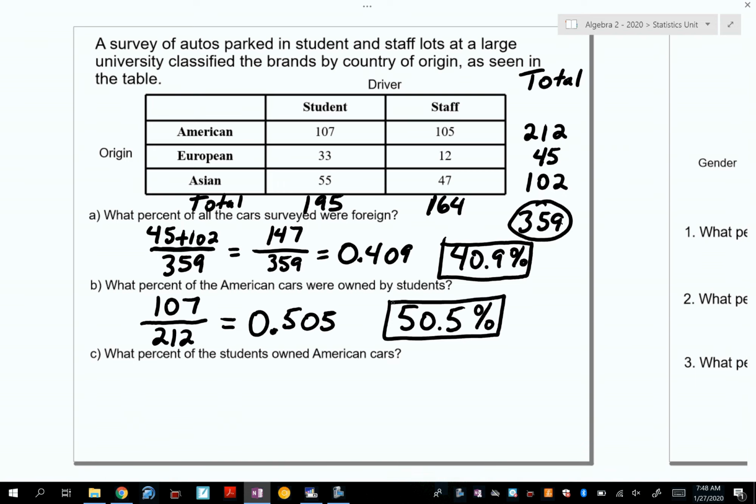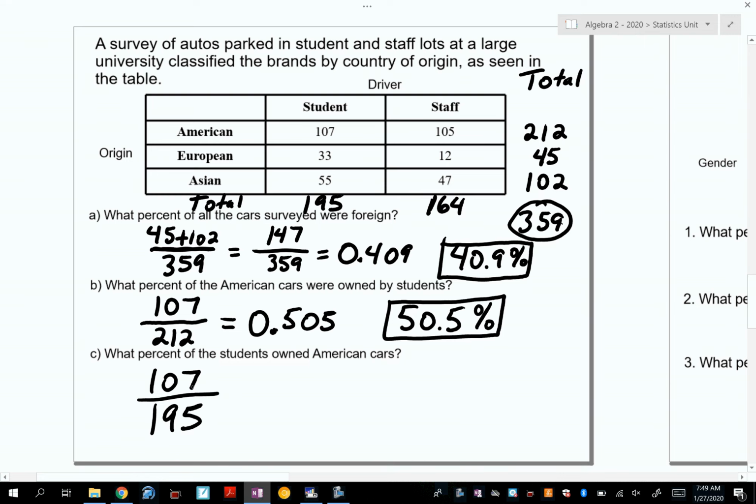Okay? All right, let's try part C here. What percent of the students? What percent of the students? So I'm looking at of the students. How many students were there? So that is my denominator. What percent of the students owned American cars? So just in this column, what percentage owned American cars? So what number is going to be the numerator? 107. You'll notice once I pick a row or column, I don't move from that row or column.